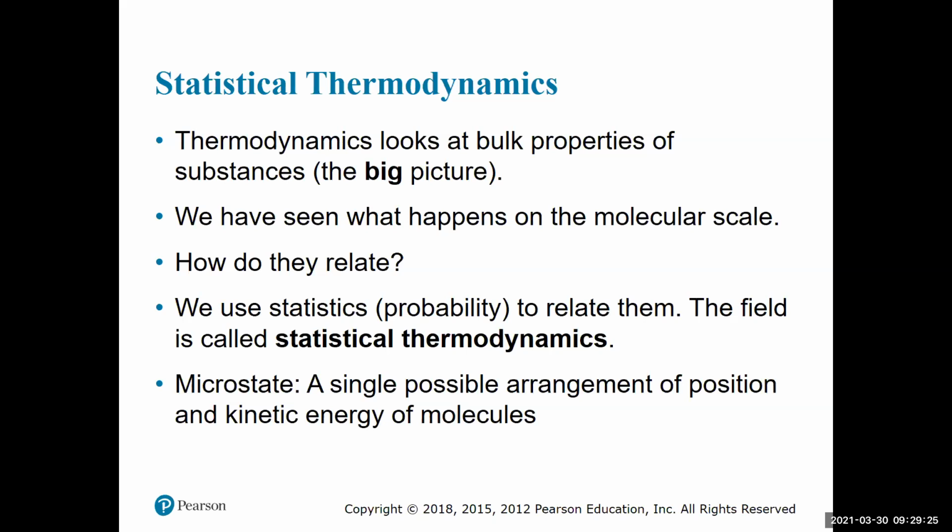And so statistical thermodynamics, if you stay in chemistry and take physical chemistry, you'll get to learn more about this in detail. A lot of math involved. We won't do that in this class. We're just talking about the theories behind it. And another term I'd like to introduce is microstate. And so a microstate is just a single possible arrangement of position and kinetic energy of molecules. And in a moment, we'll have some further information, some pictures that'll explain that a little bit better.